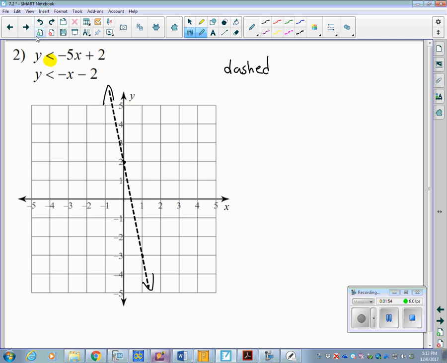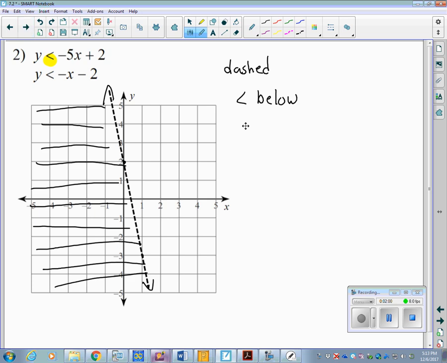Okay, now that I have the line drawn, what I want to do is shade above or below. Well, since it's less than, I'm going to shade below. So it's going to be on this side, and I'm going to use horizontal lines here. If you use vertical lines, that's okay, but I recommend when you get to your second inequality to use horizontal lines, or the opposite of whichever one you used first.